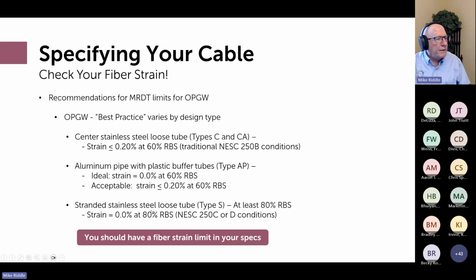And then stranded stainless steel loose tube type, strain should be 0 at 80%. It's not hard to do in that design type. And that allows you to do the so-called concurrent ice and wind loads and extreme ice loading conditions in 250C or D conditions. Again, you can make a case for different numbers. These are just my general recommendations. Whatever you choose, you ought to choose something and you ought to put that limit in your specifications.